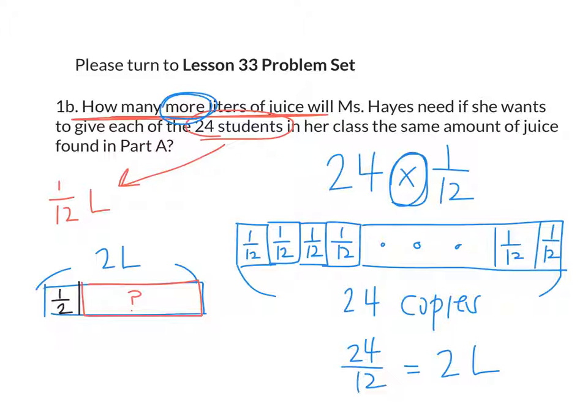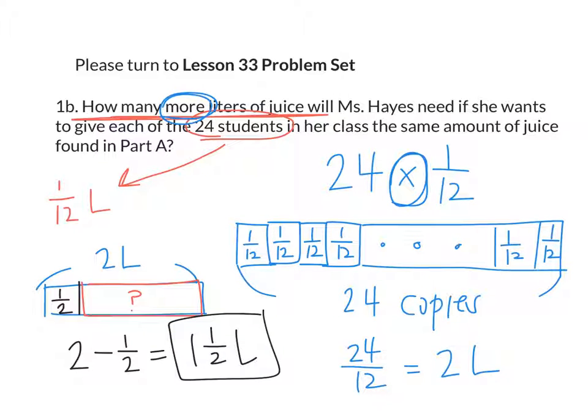Grishma? We can subtract 2 liters by 1/2. So I can subtract from 2 liters 1/2 of a liter to get 1.5 liters. So that is the answer. She will need 1.5 more liters.